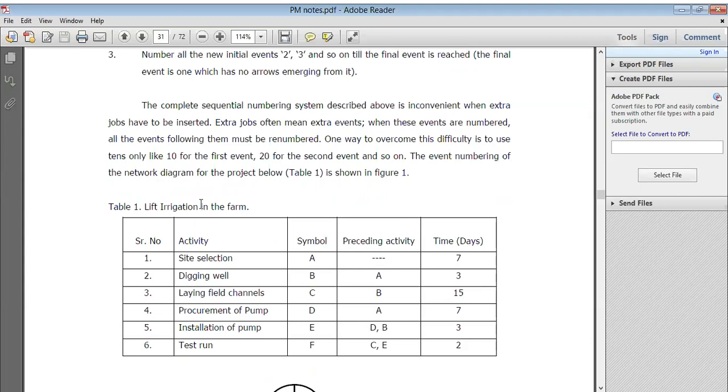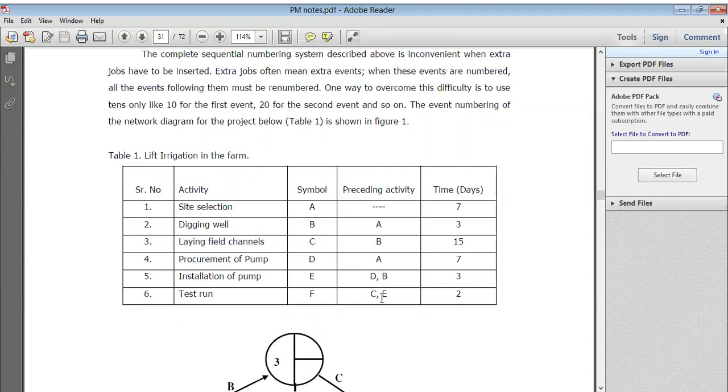And the event numbering of the network diagram for the project we have seen here: the project name is lift irrigation in the farm. So the activities and symbols are given A, B, C, D, E, F, right? The first activity is site selection. It has no preceding activity, you just select the site, and it will take 7 days. Right. Now digging well, it's coded B, and the preceding activity is A, because when A is completed, then it will start. That's why digging well has the preceding activity A, and it will take 3 days. Right, digging the well will take 3 days.